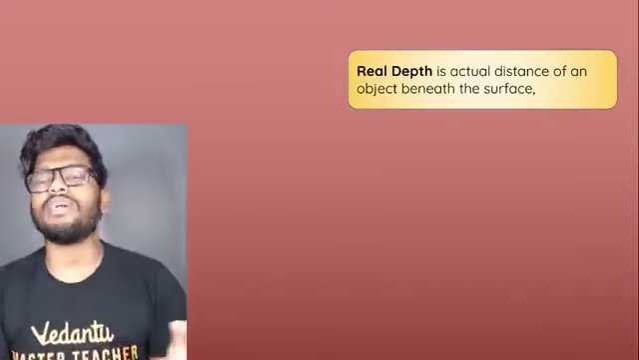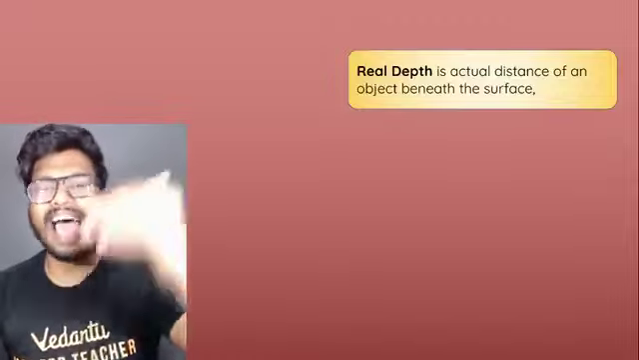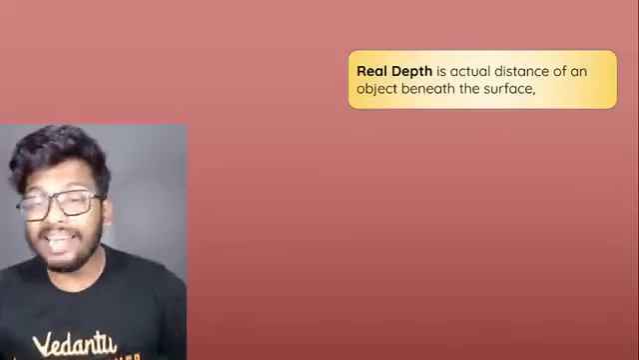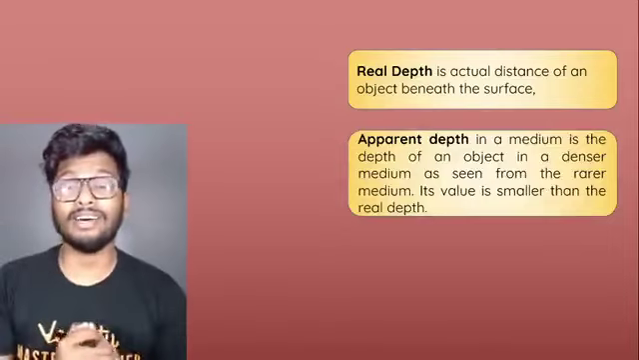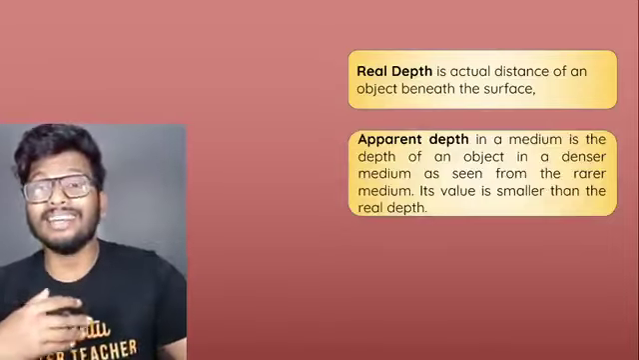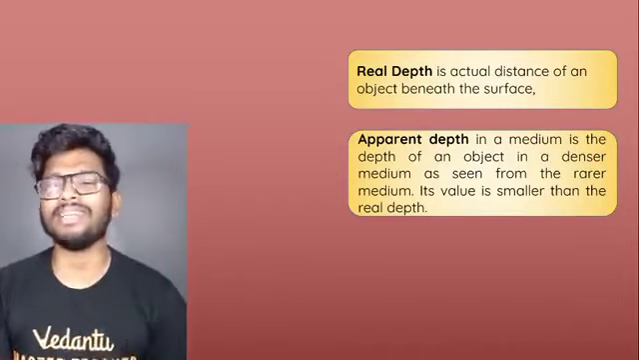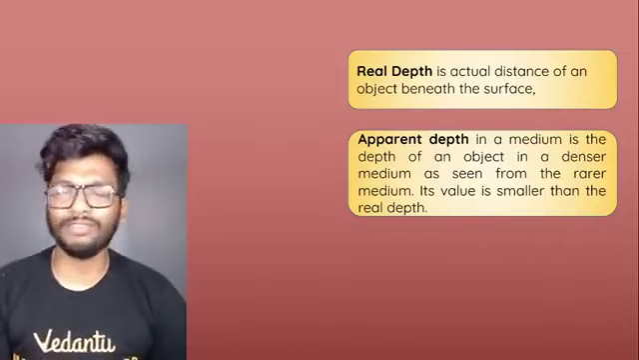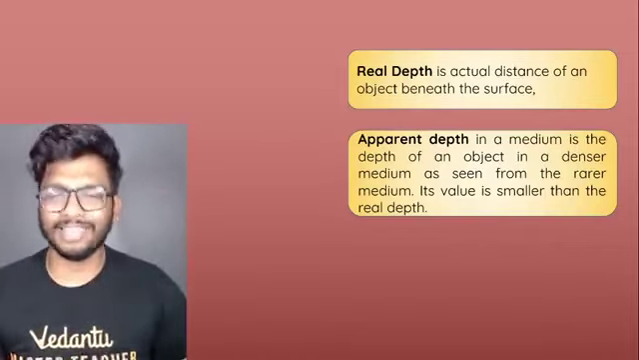So to define real depth and apparent depth before we get into the proof: real depth is the actual distance of the object beneath the surface of separation. Apparent depth is where the image appears to be. In a denser medium, as seen from the rarer medium, the value is going to be smaller. So let me just keep it simple rather than making it all complicated.